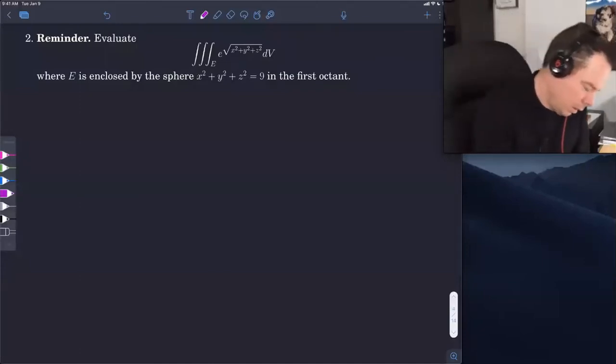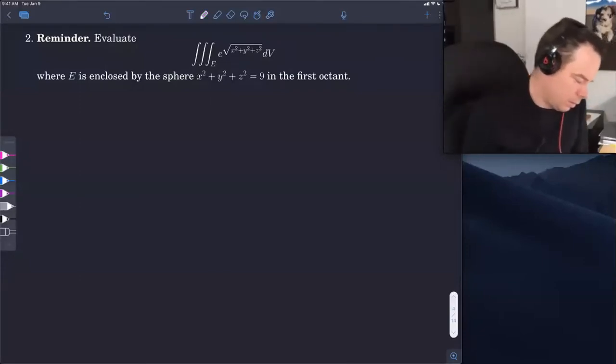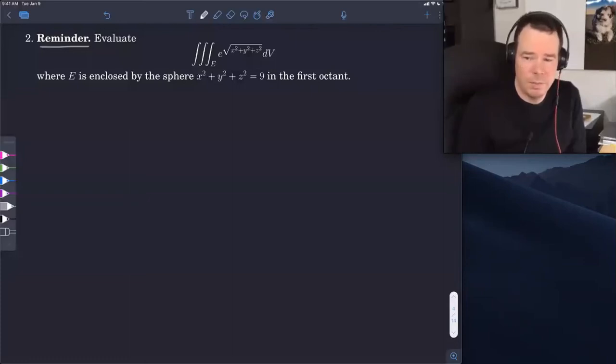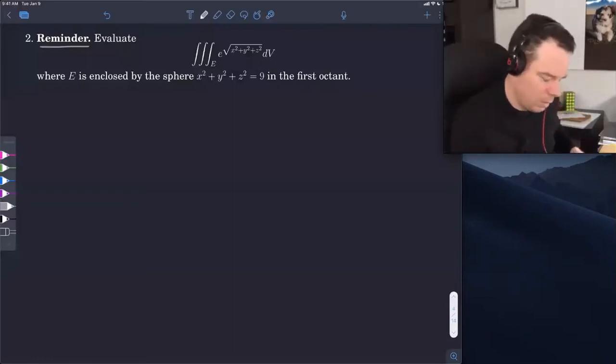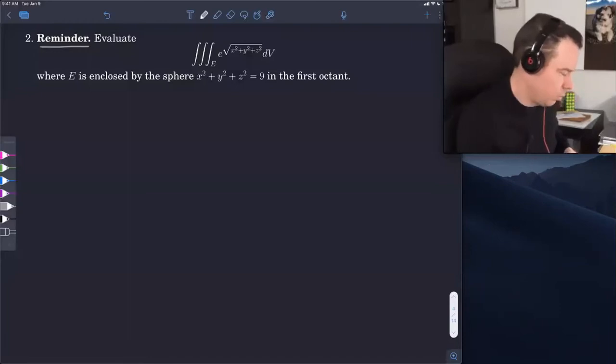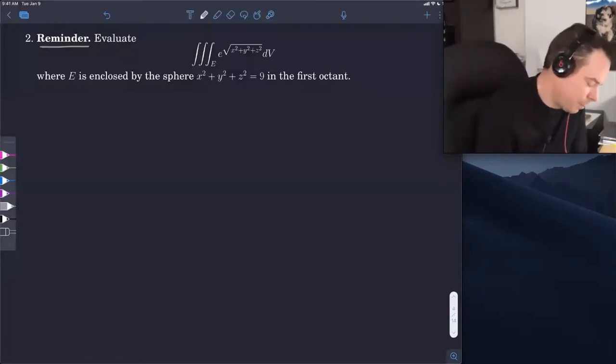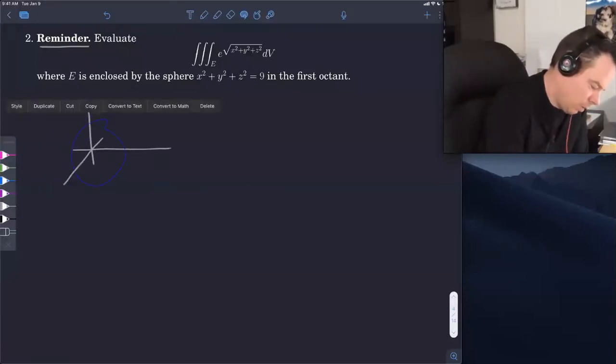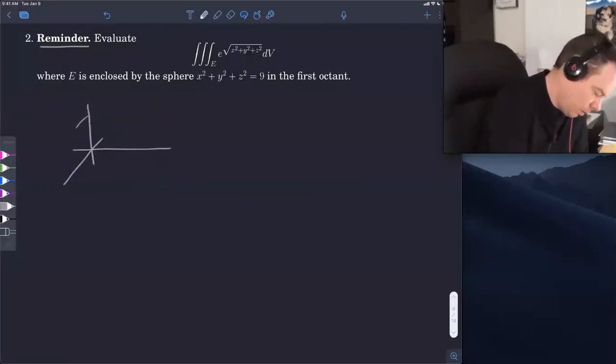So let's have a quick refresher. So this is a reminder. It's basically a reminder only if you've watched the spherical coordinates video yet. If you haven't yet, then this will give you a foreshadowing of what that is about and what we're doing on this week's assignment. So we're integrating over E, where E is the region enclosed by the sphere in the first octant. So we've got our portion of our sphere in the first octant.